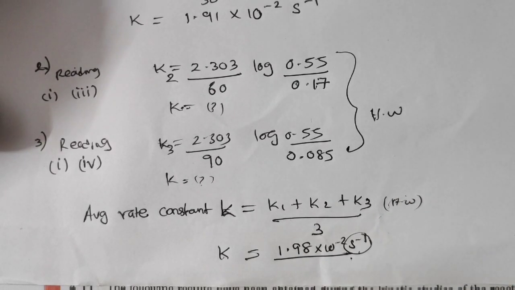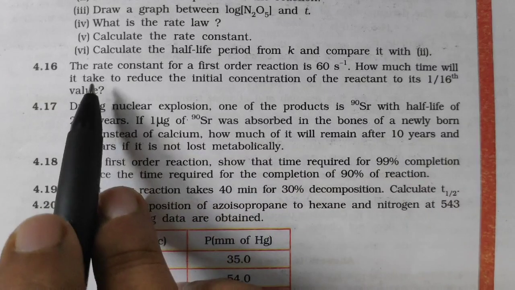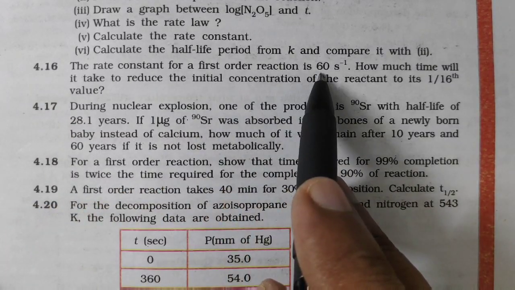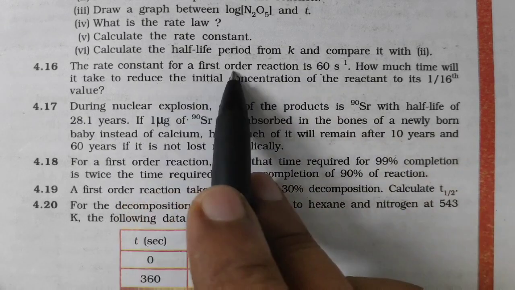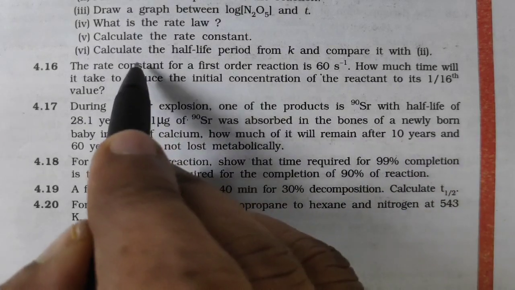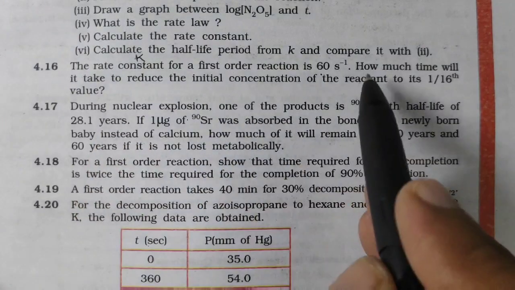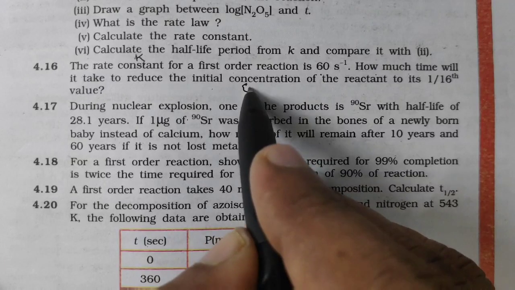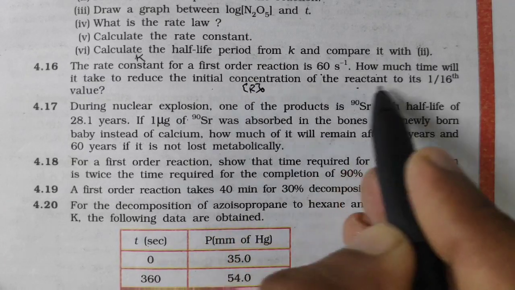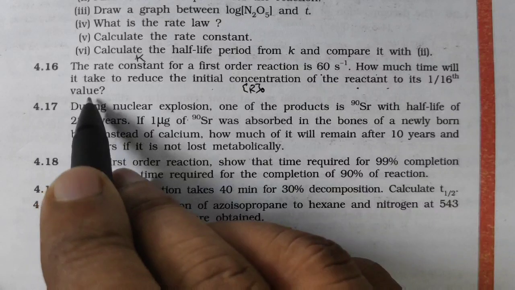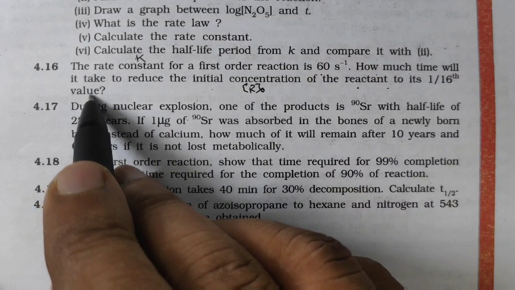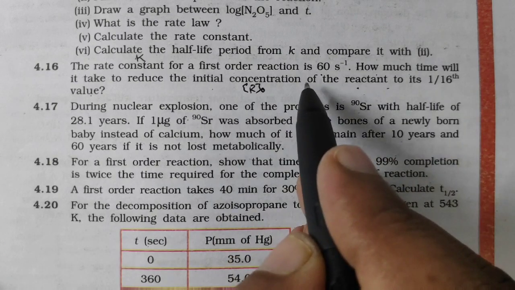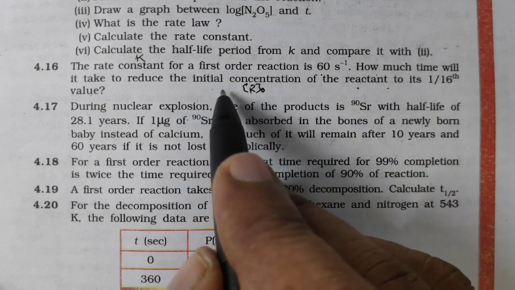Okay, now the next question. The rate constant for the first order reaction is 60 second inverse. Now, first order rate constant means the value of K is given. How much time will it take to reduce the initial, R0, of the reactant to 1/16th of its value? That is, Rt is equal to 1/16th of R0. Understood? So that we are going to calculate: how much time it will take.